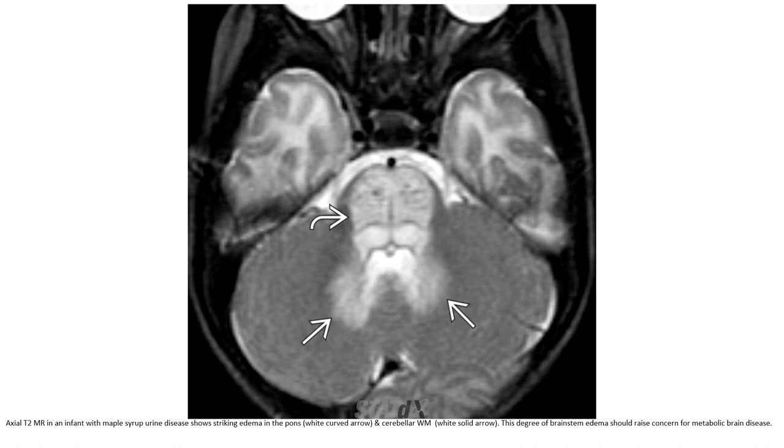T2 MRI in an infant with maple syrup urine disease: cytotoxic edema in the pons and cerebellar WM. This degree of brain stem edema should raise concern of metabolic brain disease.